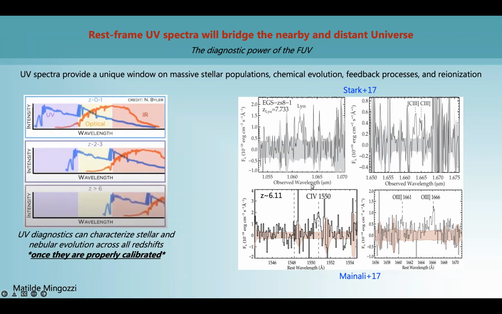And these are just two examples of high redshift galaxies where you can see the Lyman alpha feature, and carbon 3, carbon 4, oxygen 3, which are some of the emission lines visible in these systems. But in order to use these lines to understand the properties of the interstellar medium, we have to calibrate them before.